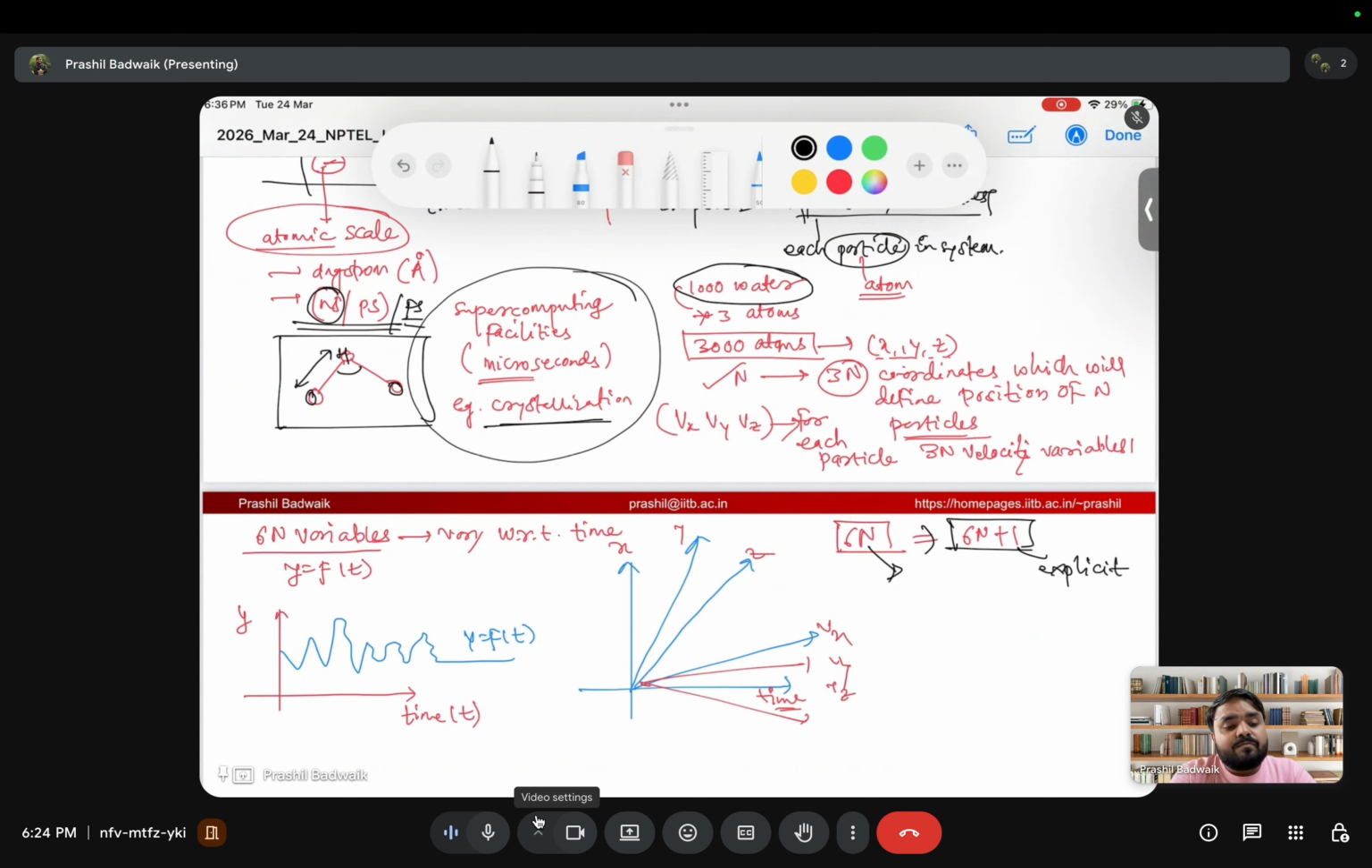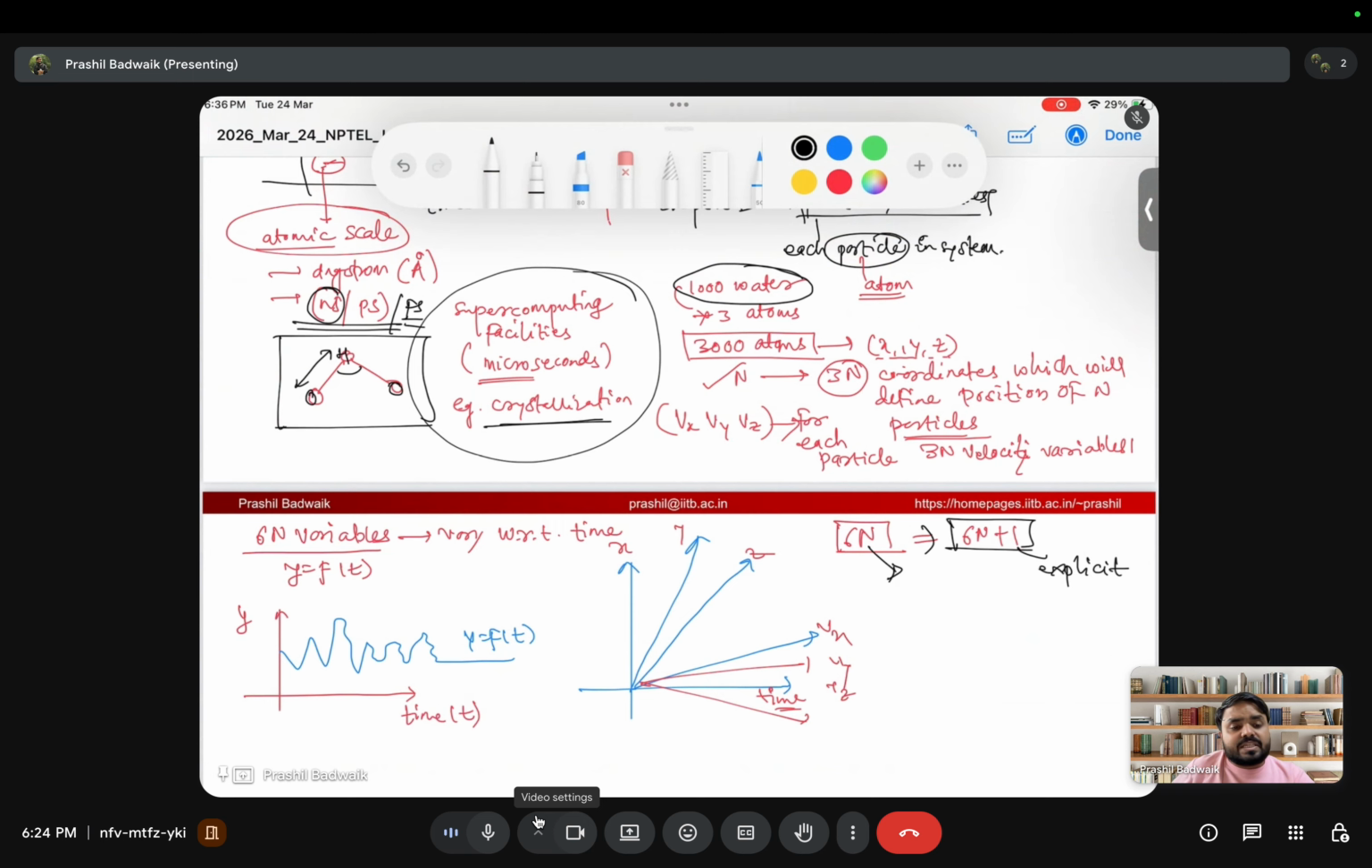Each of these atoms will have a velocity, that is the resultant velocity, which could be in any direction, and it has individual components Vx, Vy, and Vz. So for one particle, you just substitute the value of n here. So n is equal to 1. I'll get 6 variables which are varying with respect to time. So if I have n particles, that means 6n variables are varying with respect to time.